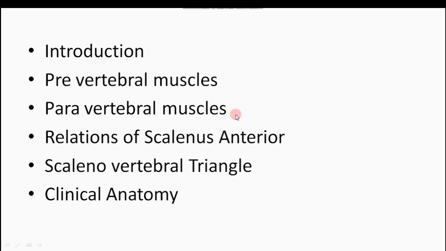Then paravertebral muscles. In this paravertebral group, we will see all the scalenus anterior, medius, and posterior with all their origin, insertion, nerve innervation, action.